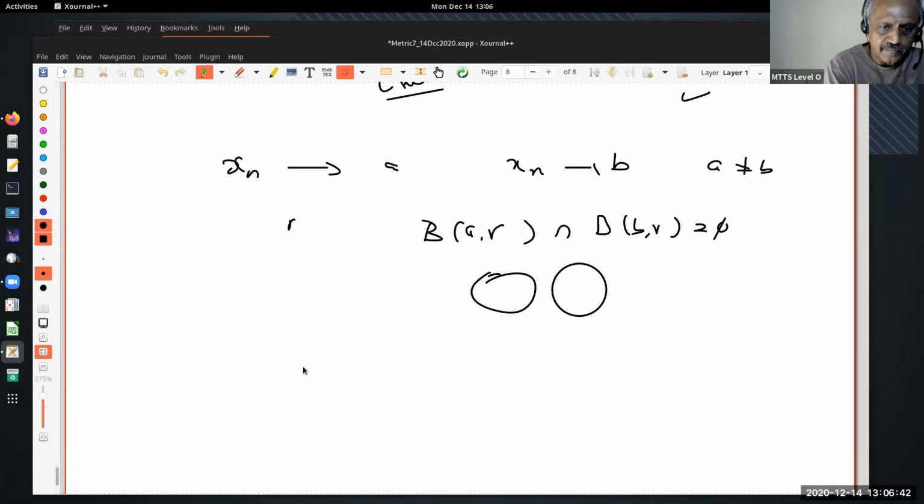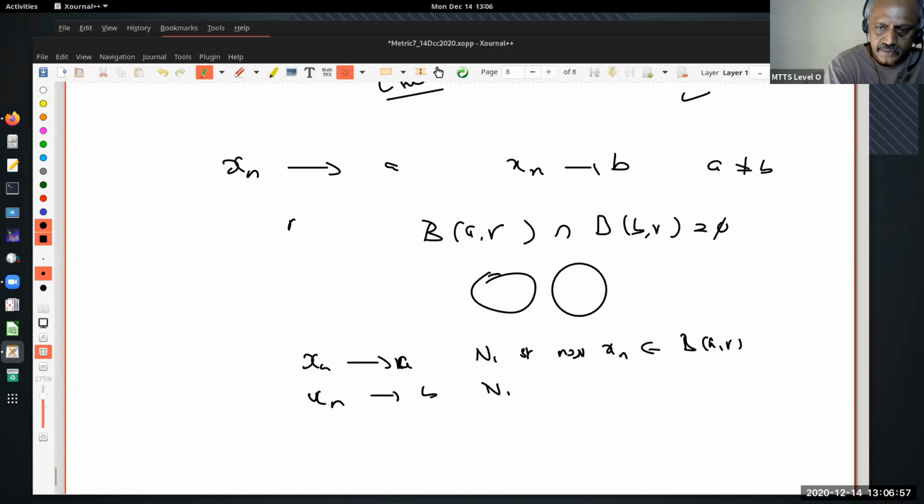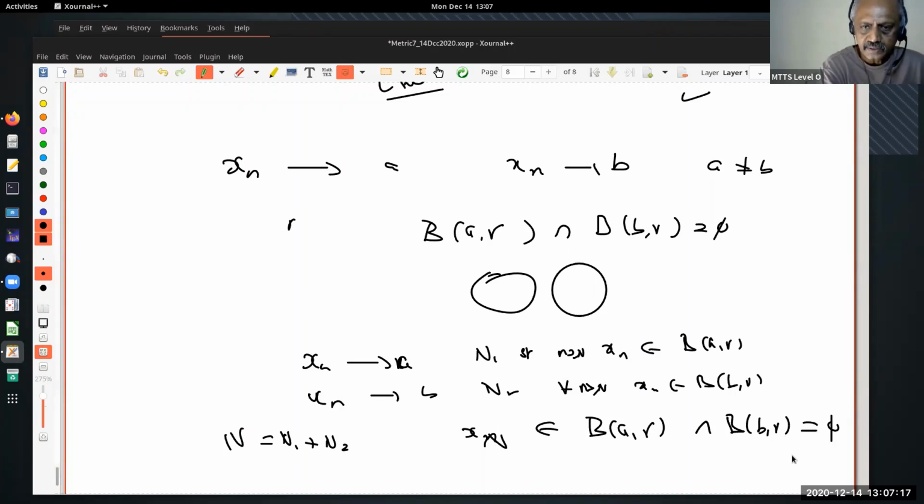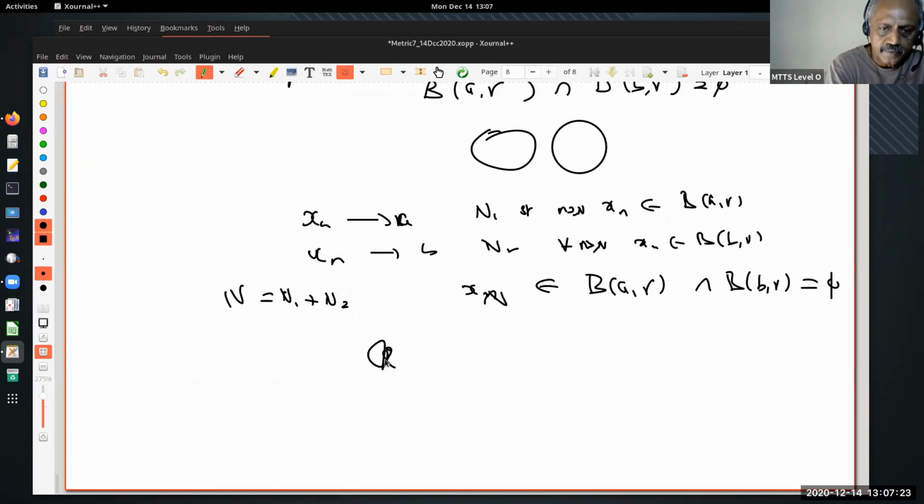Let me just complete the proof. If Xn converges to A, there exists n1 so that Xn lies in B_R(A) for n greater than or equal to n1. And similarly, since Xn converges to B, there is n2 such that for n greater than or equal to n2, Xn lies in B_R(B). Therefore, I take n equal to n1 plus n2. Then Xn should lie in B_R(A). It also lies in B_R(B), but this is the empty set. We have just now checked. So this contradiction shows A must be equal to B.